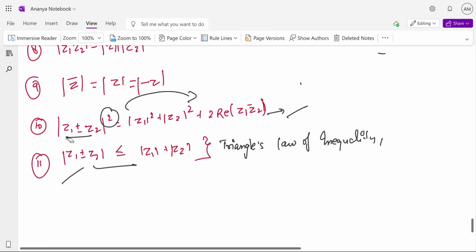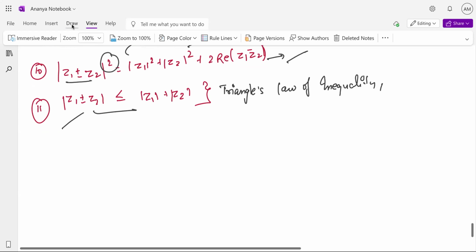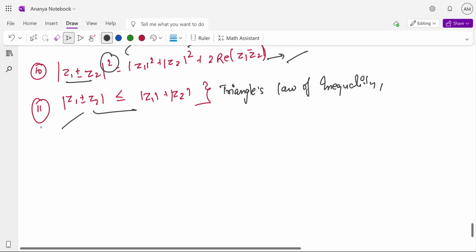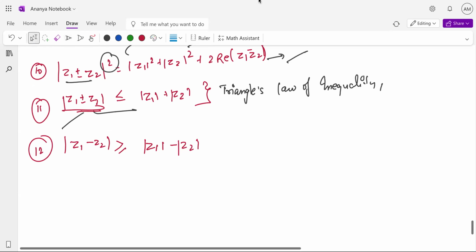Fine. Now, the next we have is the 11th property, the 12th we are discussing. So, what does the 12th property say? It's the same thing. Whatever we have discussed here, |Z1 minus Z2| will always be greater than this thing. Okay, yes, sir, this is the final.